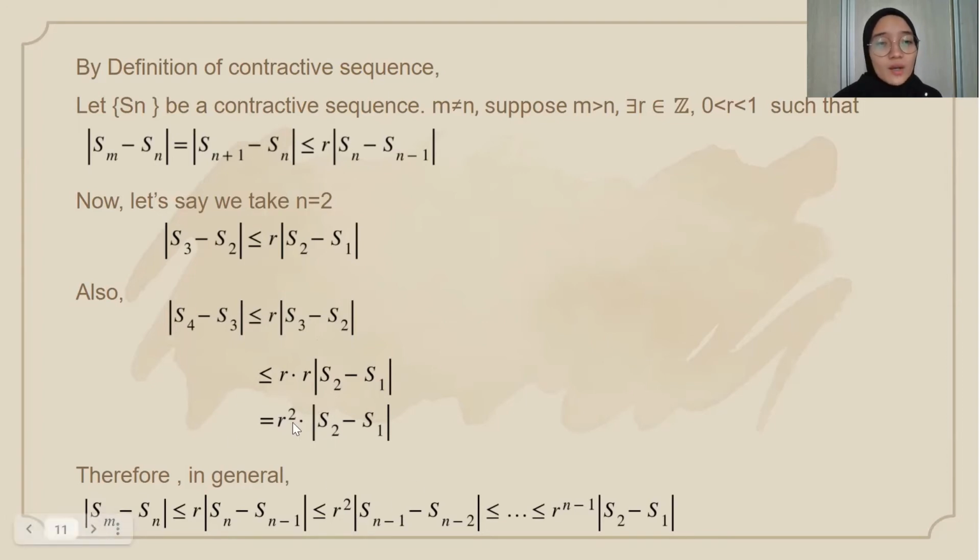So from here, we can say that in general, absolute Sn plus 1 minus Sn is less or equals to R times Sn minus Sn minus 1 and less or equals to R squared times Sn minus 1 minus Sn minus 2, and the pattern goes until R to the power of n minus 1 times S2 minus S1.